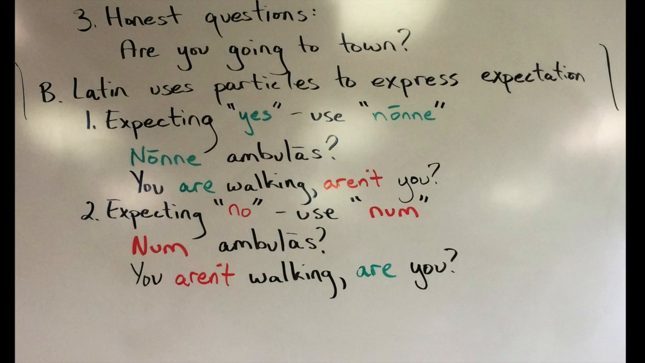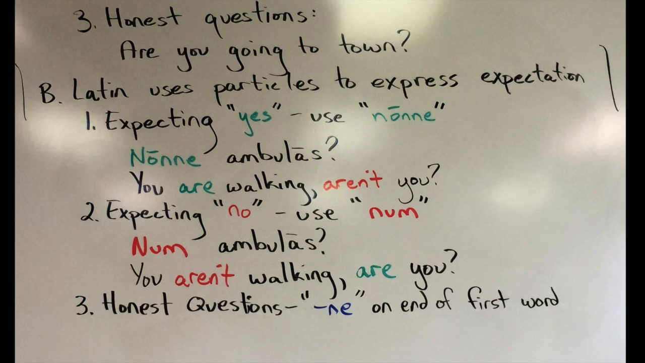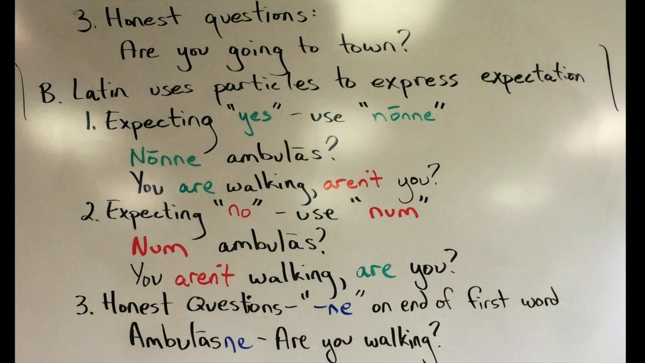Finally, we have honest questions, which we had learned in a previous chapter, where we just add "ne" to the end of the first word in our question. For example, "Ambulas ne?" which would mean, "Are you walking?" There is no expectation, just an honest question that could be asked either way. That's it for interrogative particles.